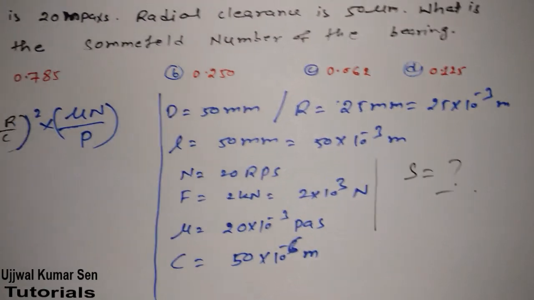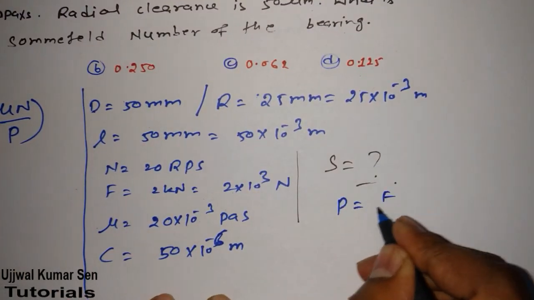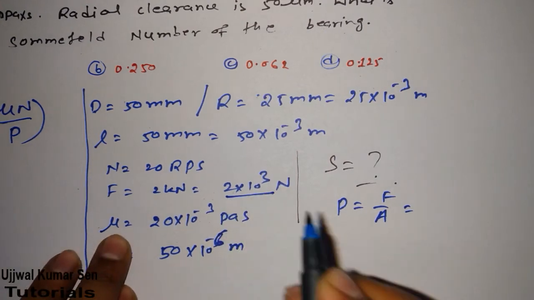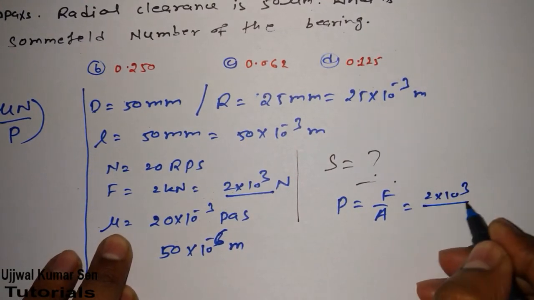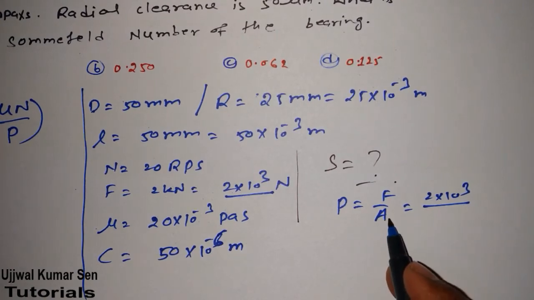So for finding out the Sommerfeld number, we have to get the pressure. So what is pressure? Basically force by area. What is force? We have been given that, it is 2 multiplied by 10 to the power 3. Force is also known as load, right? Now this is A, where A means area.